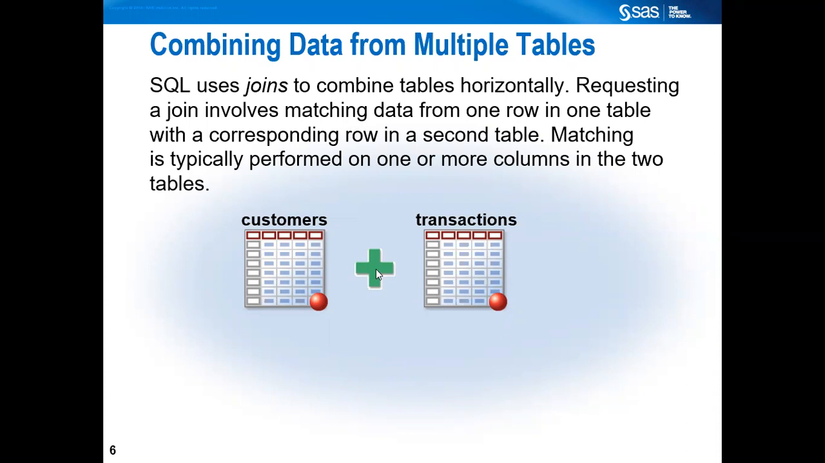But if you specify what type of join you need to perform, then it will involve matching data from one row in one table, where it will try to look for the same common values in a common column to combine on that particular observation to create a single row as an output. That's what they are trying to tell. So matching is typically performed on one or more columns which are in common in the two tables.